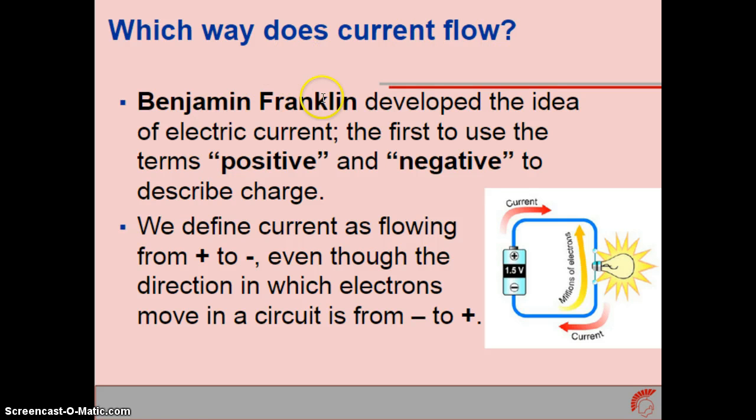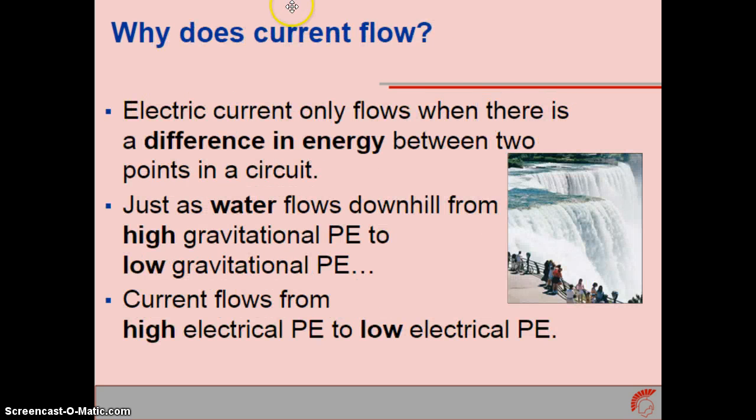So which way does current flow? Well, Ben Franklin developed the idea of positive and negative charges, actually. So we define that as positive and negative sides of a battery, and we call this the cathode, we call this the anode, and we say current travels from cathode to anode. But electrons actually move from anode to cathode, so they move in different directions. So even though current flows from cathode to anode, the direction the electrons move is negative, or anode to cathode.